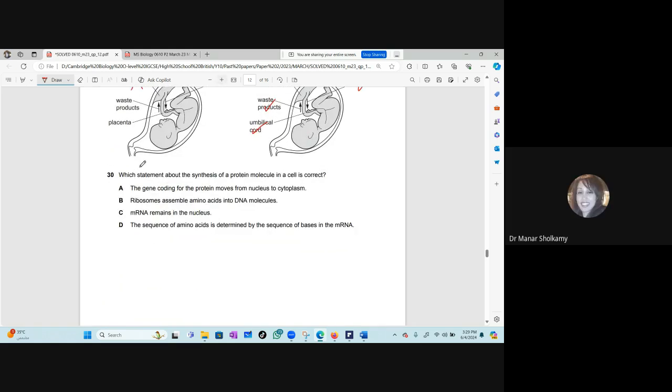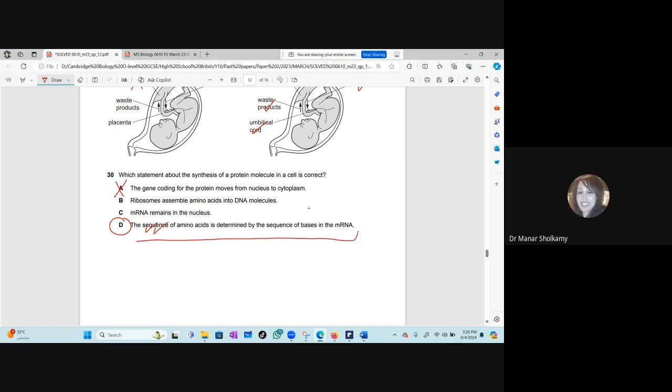Now 30. Which statement about the synthesis of a protein molecule in a cell is correct? The gene coding for the protein moves from the nucleus to the cytoplasm. Ribosomes assemble amino acids into DNA molecules. Messenger RNA remains in the nucleus. Or the sequence of amino acids is determined by the sequence of the bases in the messenger RNA. Is it A? I think it's D. Who said A? It's not A at all. It's D, of course.